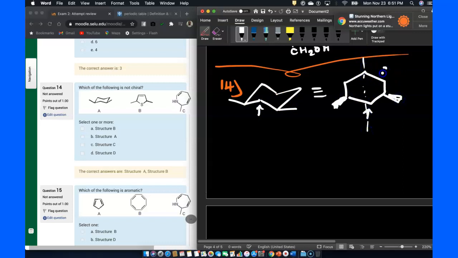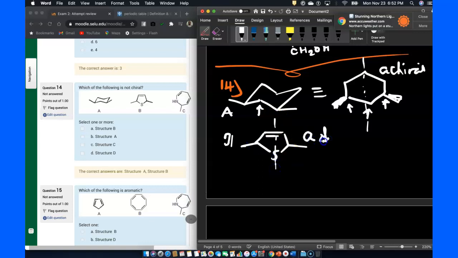So this molecule is achiral. Even though this carbon has 4 different groups, the molecule has an internal plane of symmetry, so it has to be achiral. Same story with B. You have an internal plane of symmetry. I can easily carry it. So again, this is achiral.